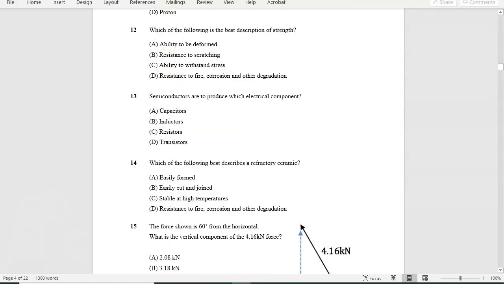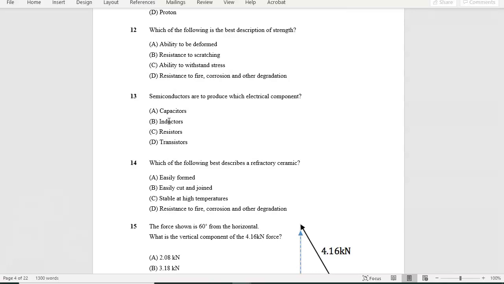Which of the following is the best description of strength? Okay, so the ability to be deformed is plasticity. Resistance to scratching is hardness. Ability to withstand stress is strength. When we wrote down our definitions, we talked about how Copeland says the ability to withstand loads.